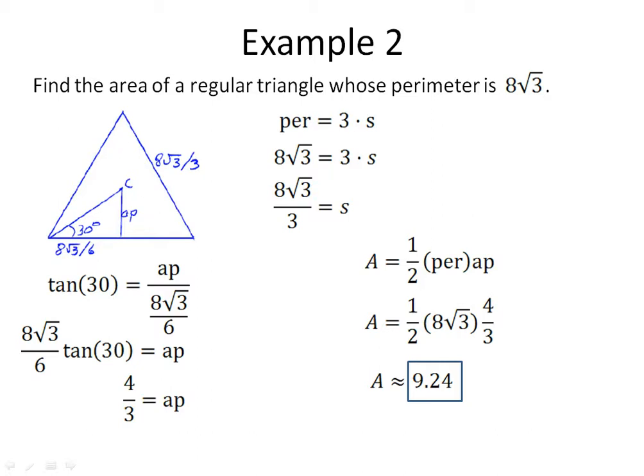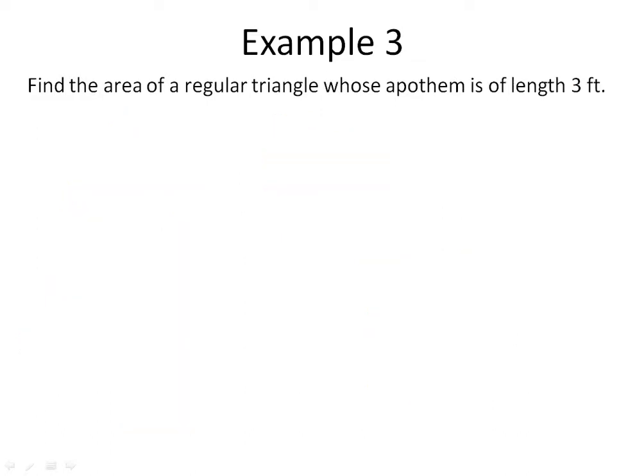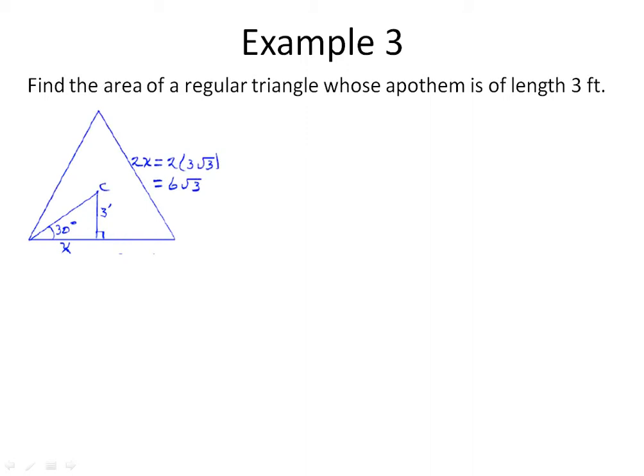Okay, moving on to example 3. We want to find the area of a regular triangle whose apothem is of the length 3 feet. Okay, so once again we draw our triangle in here. We know this is 3 feet, so we can find x by using the tangent of 30 again. This time instead of multiplying, we're going to divide when we get finished.